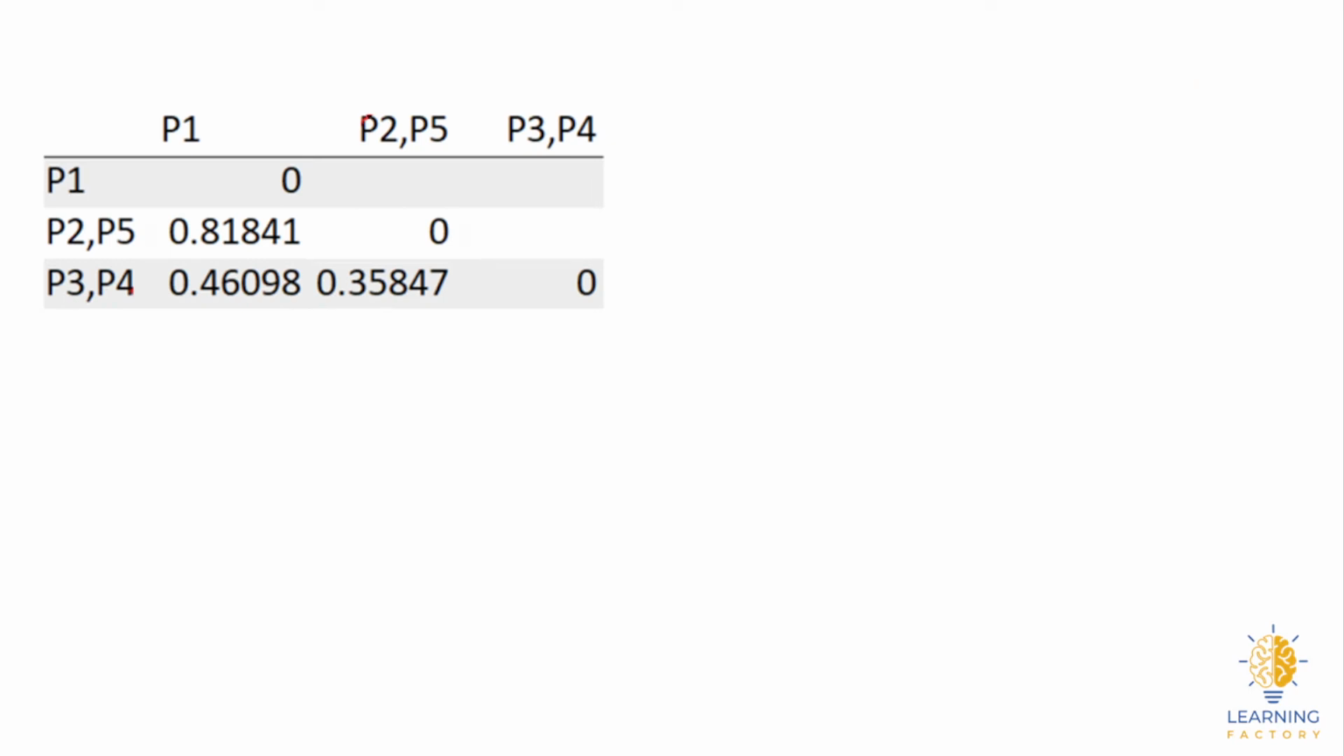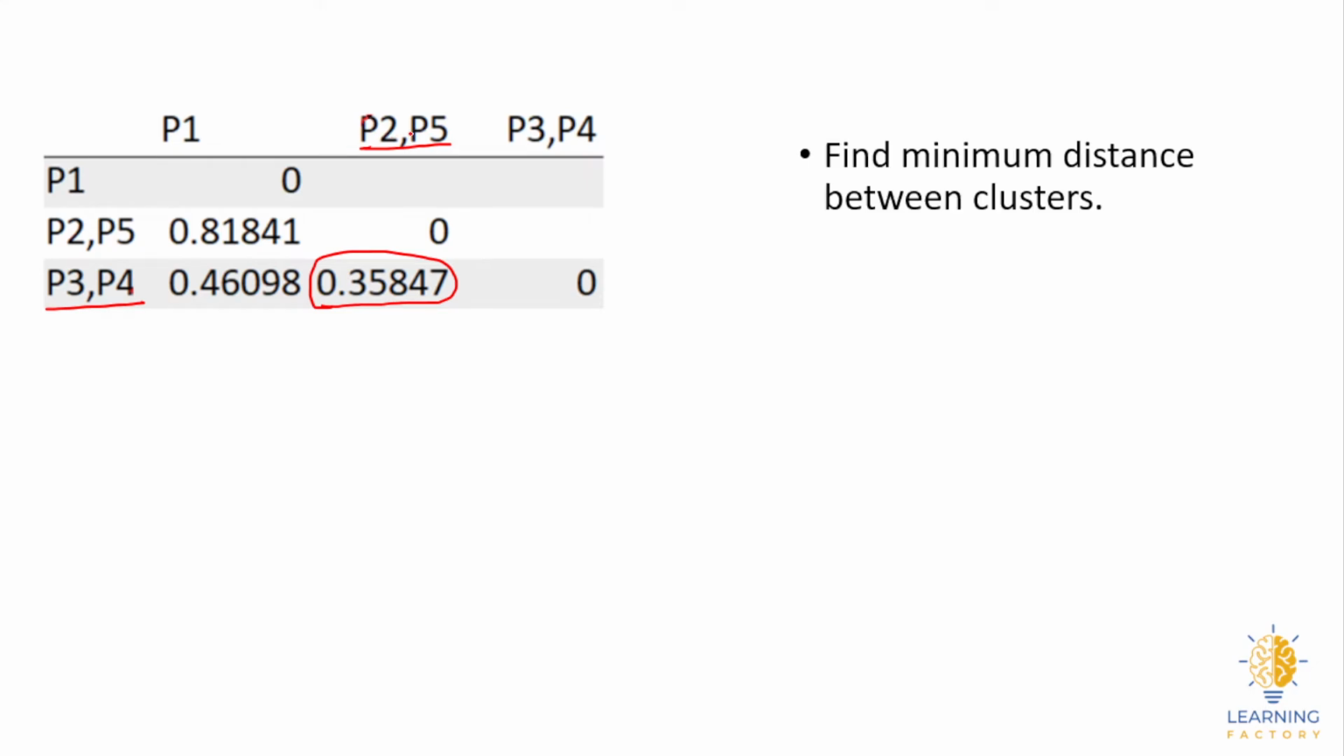Okay, now what we would like to do next is, once again we'll be looking at the minimum distance. So this is the minimum distance. So now we need to cluster these two clusters. Which are those clusters? Those we would like to further group: P3, P4 and P2, P5. Okay, so finding the minimum distance. So it is the distance between P3, P4 and P2, P5.